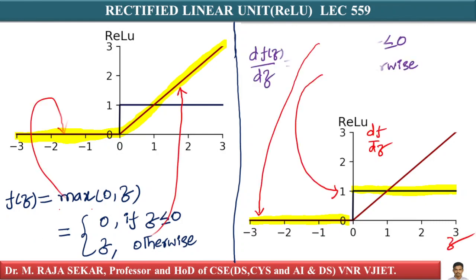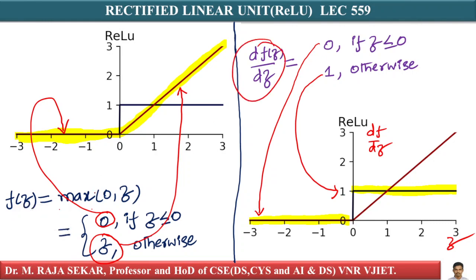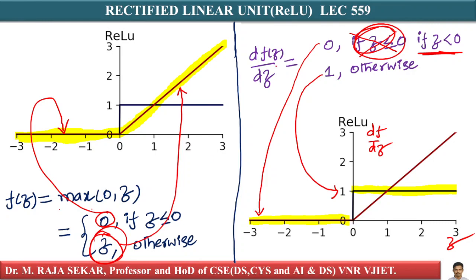This is the derivative of f of z with respect to z. If I differentiate 0 with respect to z, it is 0. Of course, your derivative is not defined at z equal to 0. That's why we are defining it for z less than 0, and I have removed the equality symbol here, isn't it? Therefore, the derivative of z with respect to z is 1. Therefore, d by dz of f of z is 1.